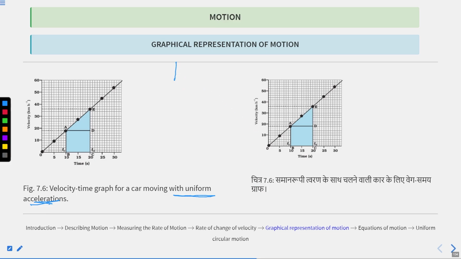Let's compare it with the distance time graph. In a distance time graph, a straight line means constant velocity. In a velocity time graph, a straight line means constant acceleration, or uniform acceleration.